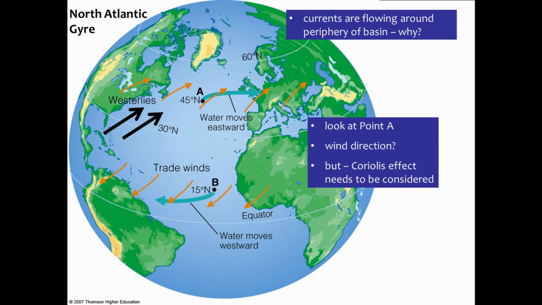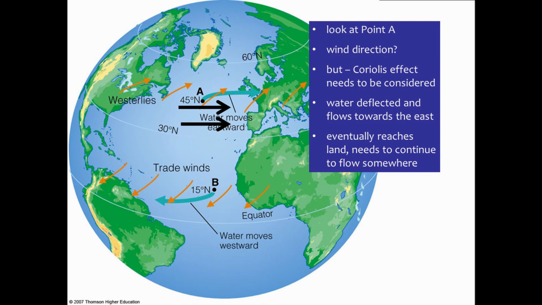Well, remember, we have a Coriolis effect. And what the Coriolis effect does is it causes fluids to be deflected to the right in the northern hemisphere. So when we consider the Coriolis effect, we see that even though the wind initially starts that water moving in the same direction as it, you can think of it almost at a 45-degree angle from north, the Coriolis effect causes that water to be deflected towards the right, and now it flows directly east.